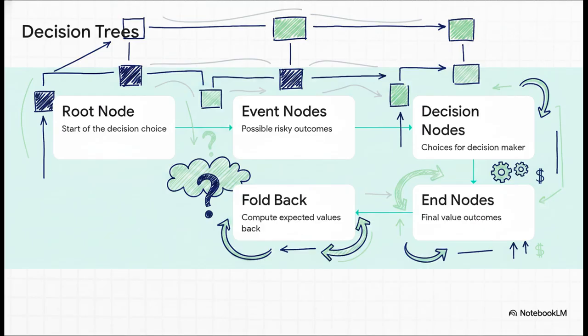And the architecture here is just fascinating. You start right at the root node. That's the choice you face today. Then you map out event nodes representing uncertain outcomes, decision nodes where you can actually react to those outcomes, and end nodes which represent your final potential values.